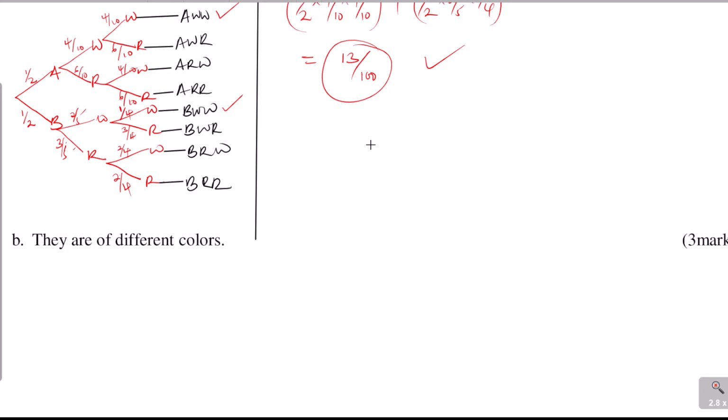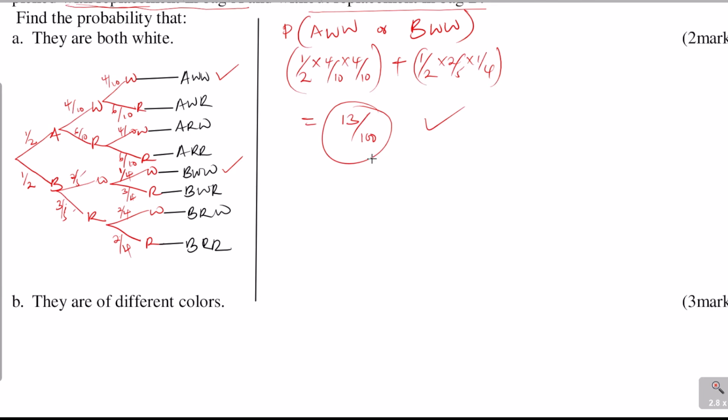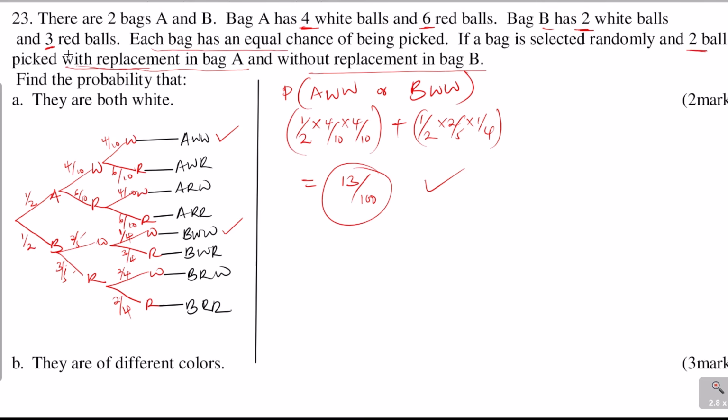We go to the second one. They are of different colors. That means all the others, let me see, they have different colors. So we're going to tick them where we have different colors. Like here, white, red, that one. Then the other one is red, white. The ones that I'm putting X on are what we require, different colors. And then we have this one, and then we have this one.